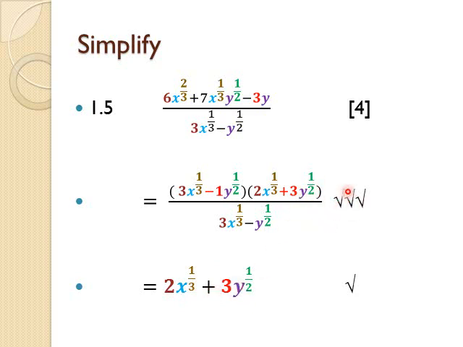Right, so 1 mark there for correctly working with the values. Another mark for having x a third and x a third. Third mark for having y half and y half. 1 mark for the final answer, right? Look at the next problem.